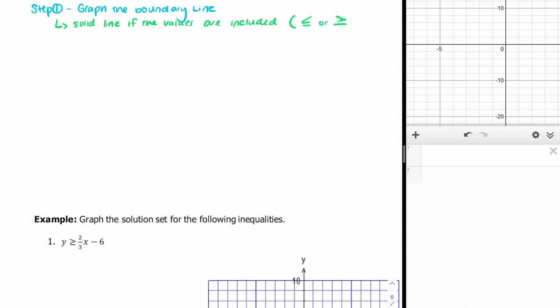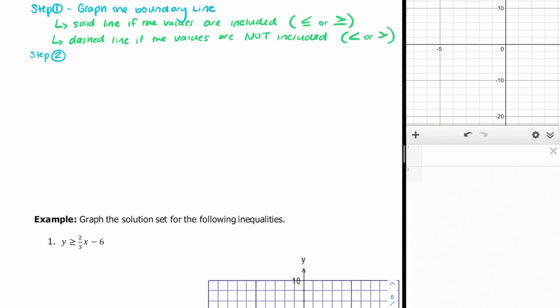So that means if we have a less than or equal to symbol or greater than or equal to symbol, as long as that has that equal sign at the bottom, those are going to be included. We will have a solid line if there's an equal piece at the bottom of our inequality. We will have a dashed line if the values are not included. So that will be when we have a straight up less than or a straight up greater than sign. No equals involved here. Okay.